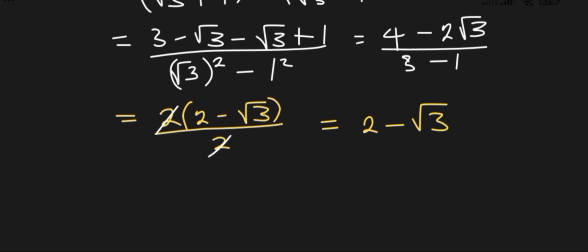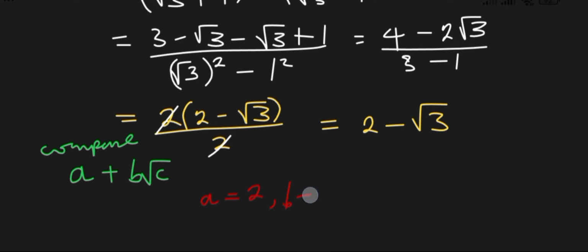And since this is to be in the form a plus b root c, we will compare this with the answer. And when comparing, it is obvious that a is 2, b is negative 1, and c, the number under the square root symbol, is 3.